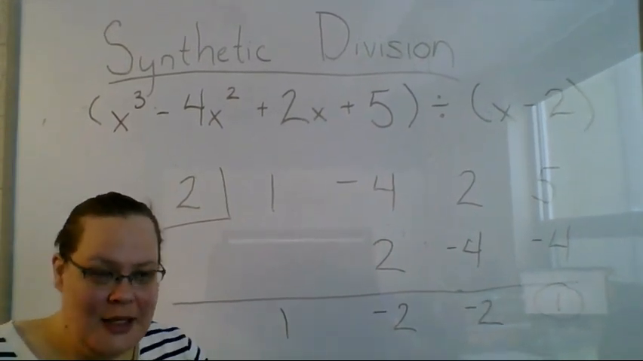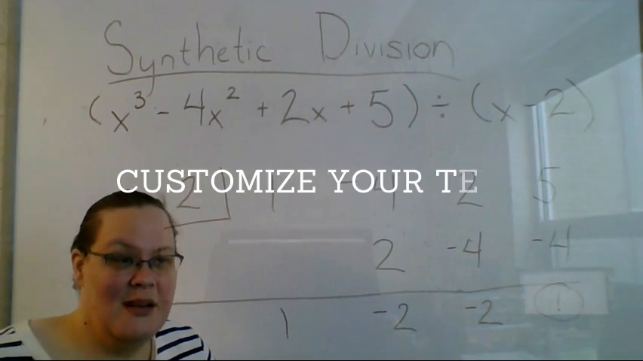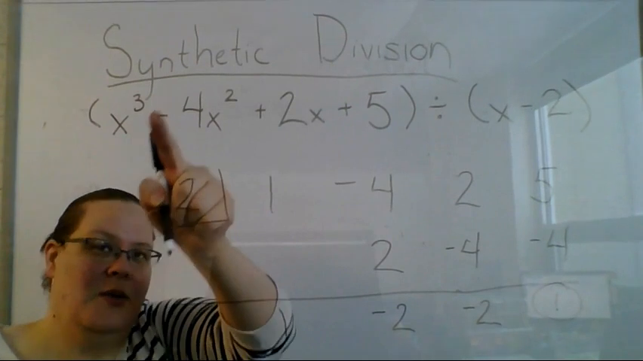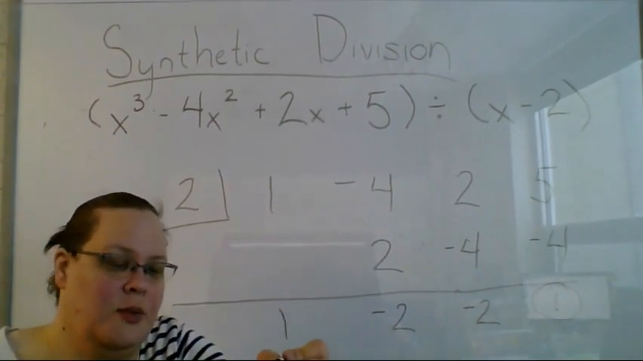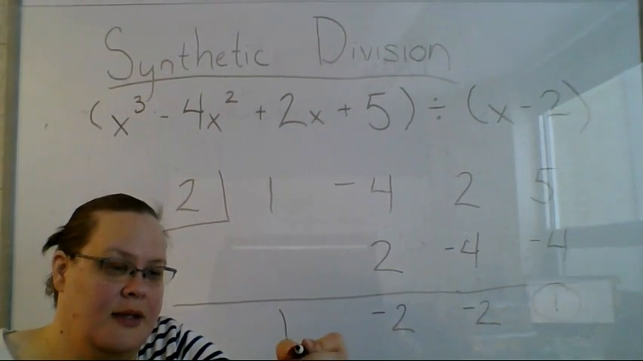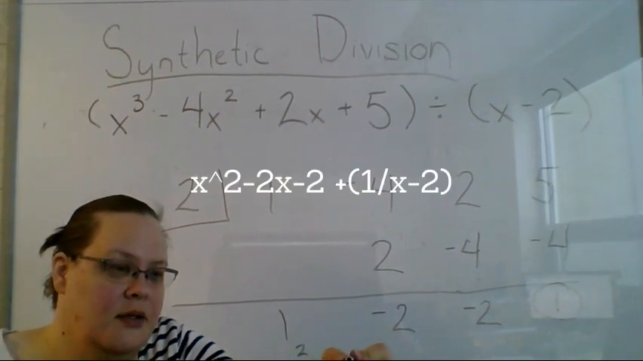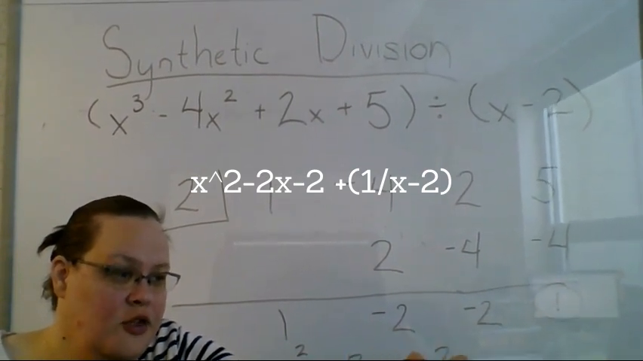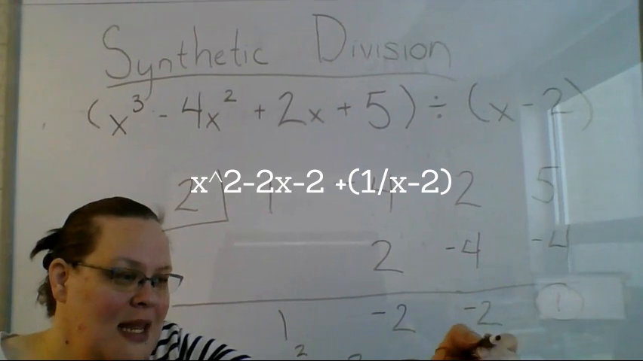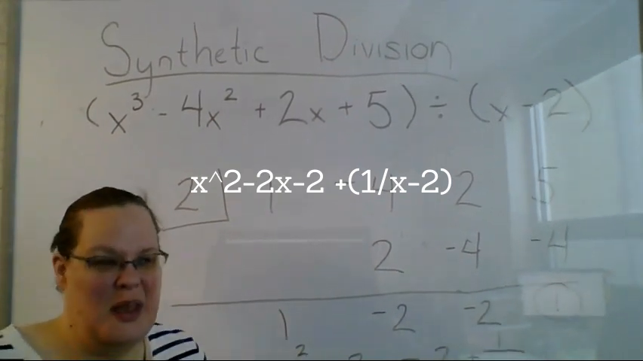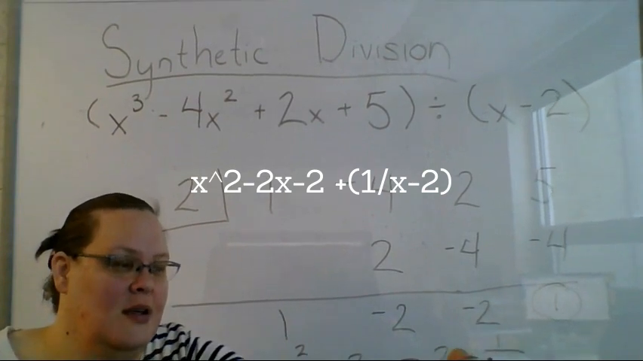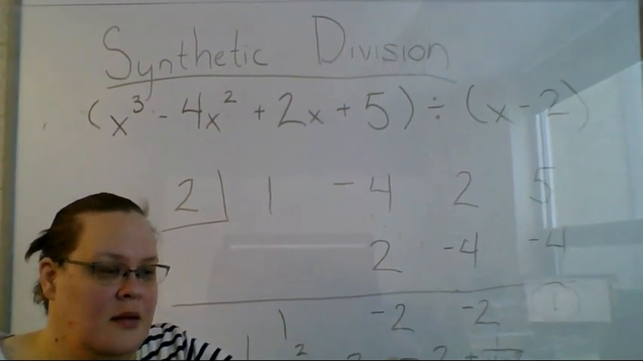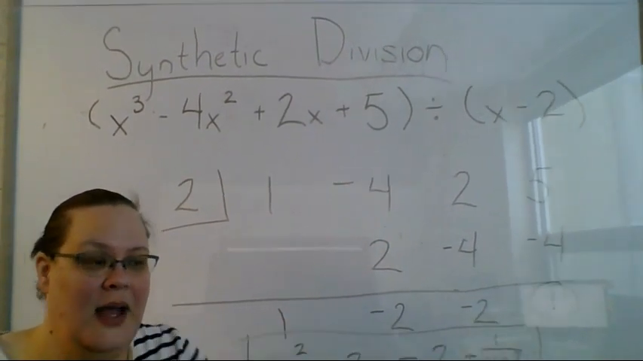So the last thing we need to do is ask, what does this mean? What is our answer going to be? I want to put some variables back onto this. We started with an x cubed. So we're going to start our answer with x squared minus 2x minus 2. And then this 1 at the end, we do just like we would with numbers. That remainder is going to go over what we were dividing by. So this here will be our final answer.